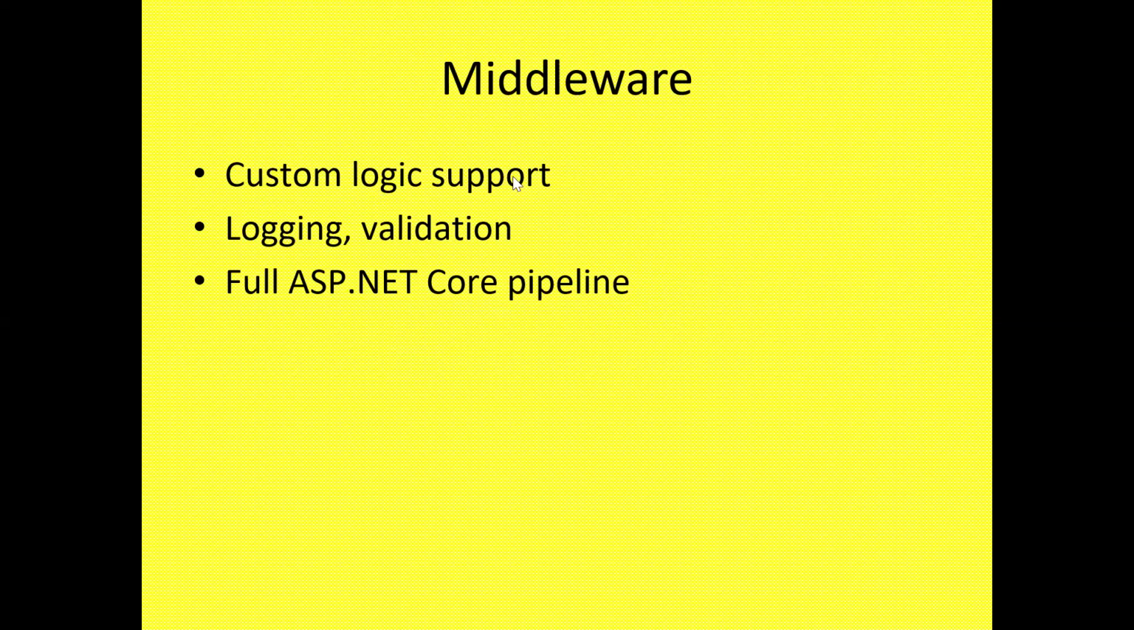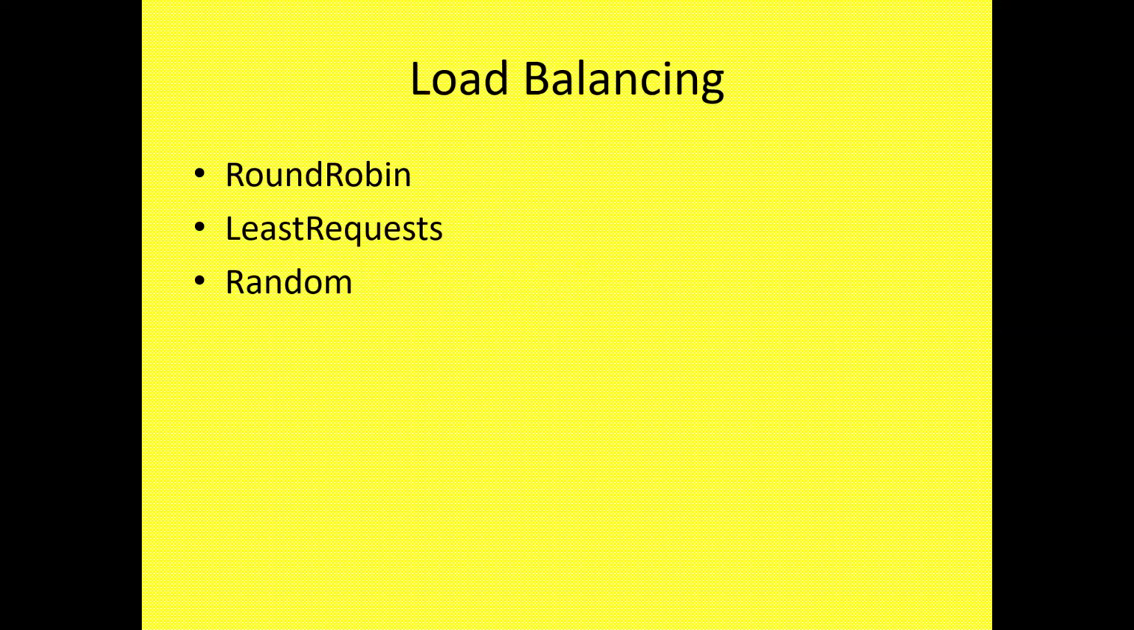Basically, middleware, custom logic, login validation, the full ASP.NET Core pipeline. When I develop the core pipeline, you will understand what middleware is and how it has been implemented, because from Monday onwards, I'm going to start that. Don't worry about it. Now, load balancing. Same thing: round robin, least request, random. Mostly people will use round robin.